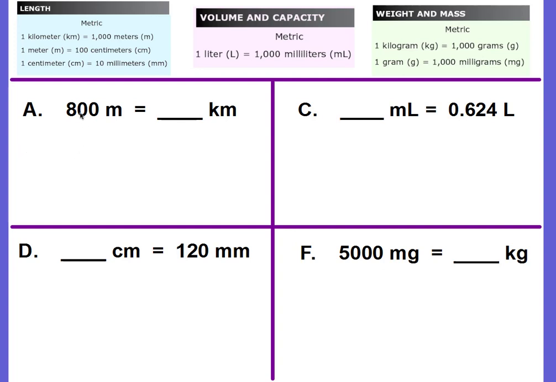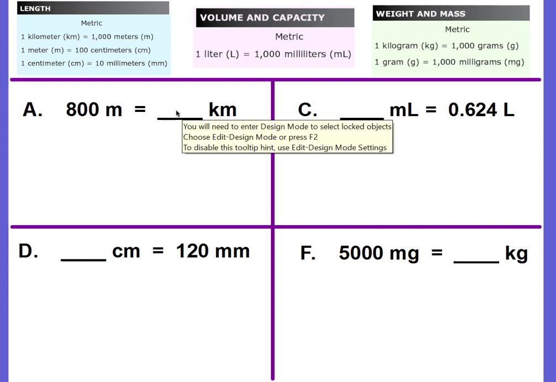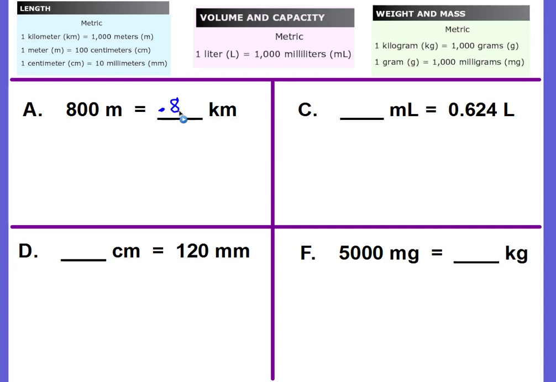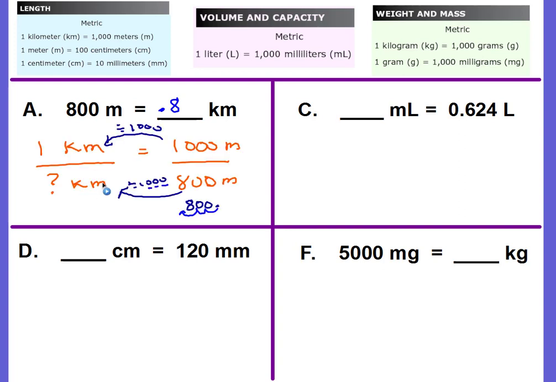Okay, problem A, we are converting meters to kilometers. Did you get 8/10 kilometers? 800 meters equals 8/10 kilometers. If you did, great job. Let's take a look at how we're to work this.